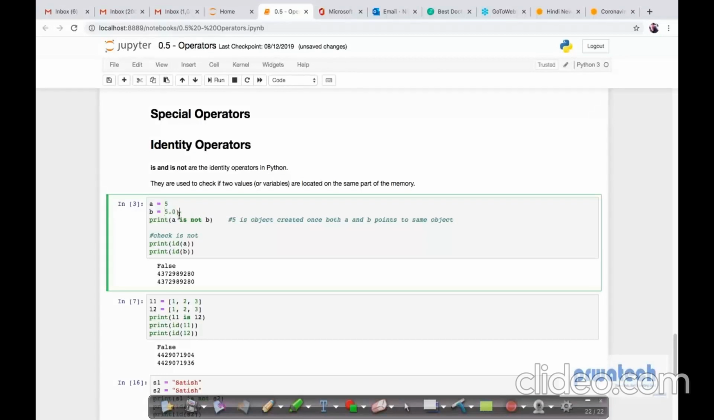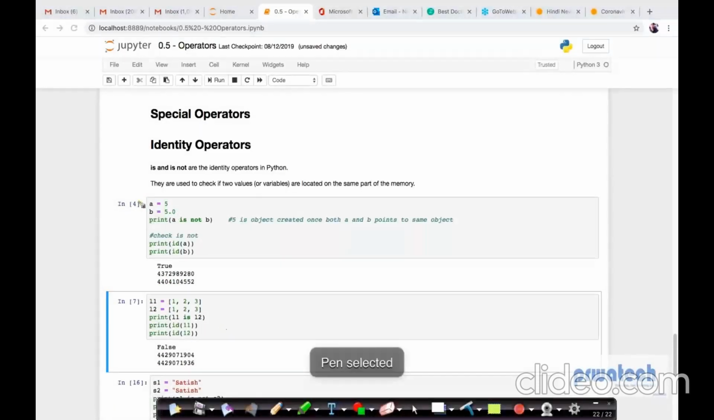So this is clear. What is the use of is here? If I say A is B, now the answer will be false. A is not B, the answer is true. So we just need to use is and is not to perform the identity check. We are checking their identity.